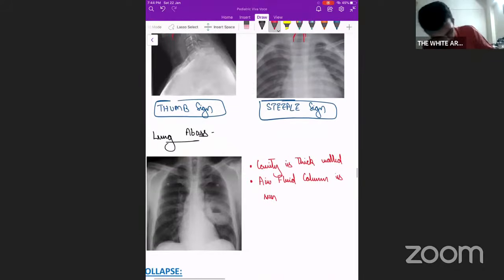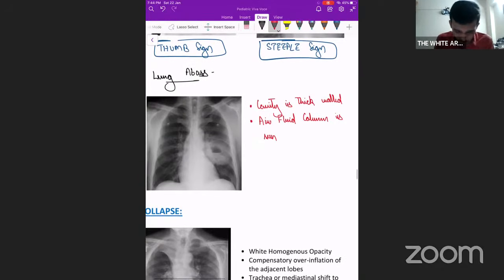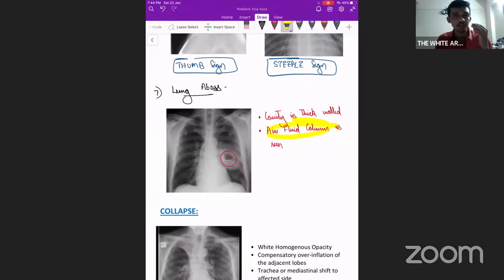Next is the lung abscess. Now, how do you differentiate a cavity from an abscess? In lung abscess, you have a picture similar to a cavity along with an air fluid level, because in an abscess there will be a collection of pus. Once there is a collection of pus, you will get the air fluid level, correct? So you have a thick wall along with an air fluid level. Okay, so that is to deal with the infections.